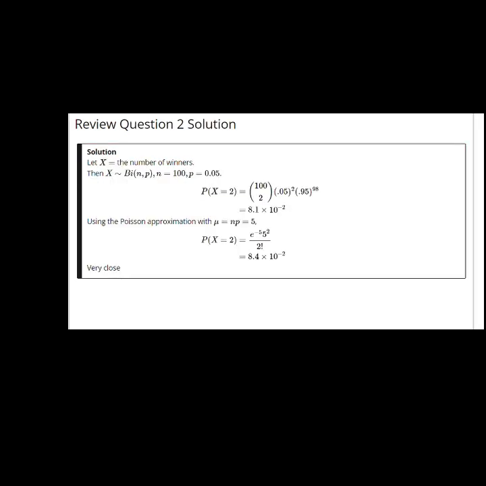You will discover that the binomial and the Poisson give similar numerical values. Because in this case n is fairly large, 100, p is reasonably small, 0.05.